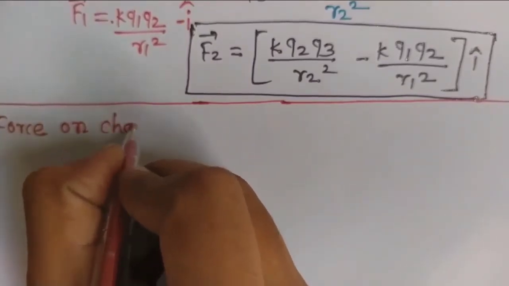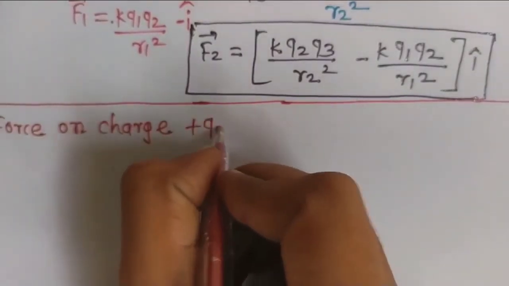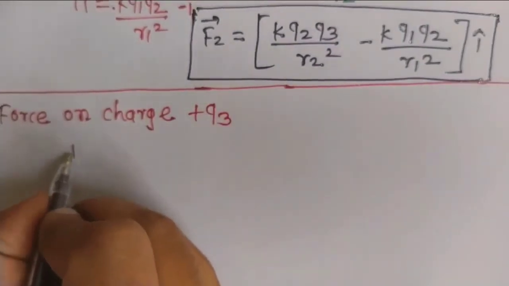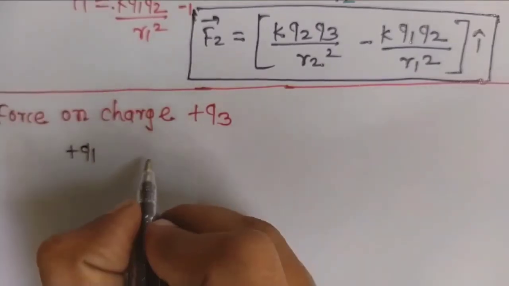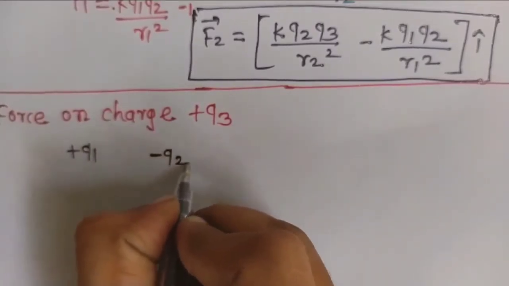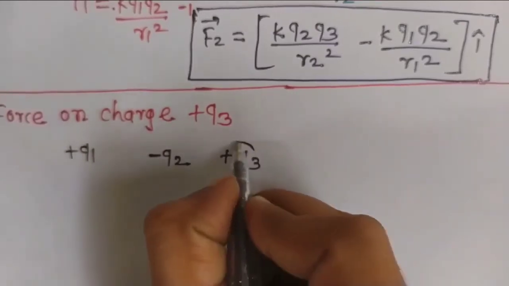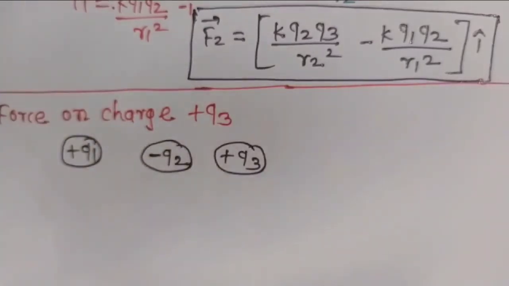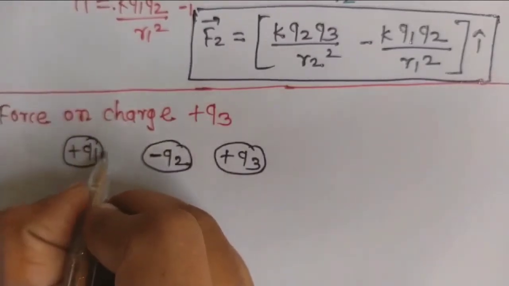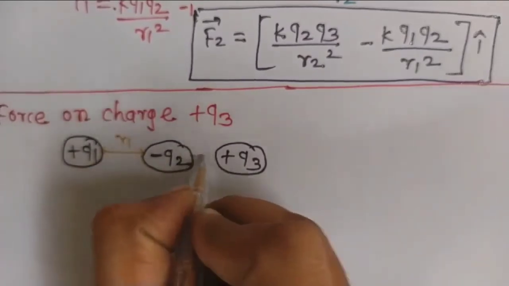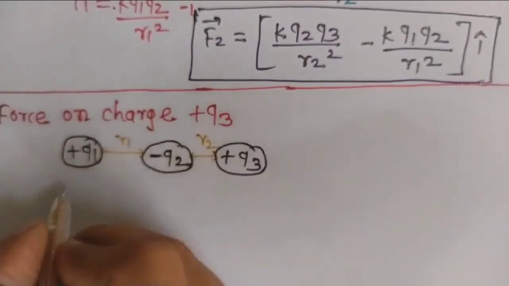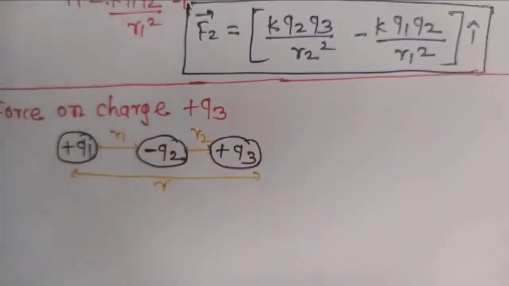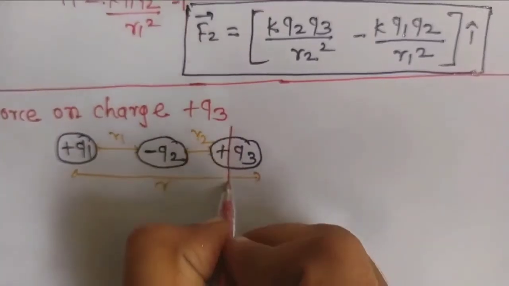Force on charge plus Q3 due to the charge plus Q1 and minus Q2. So we have three charges, plus Q1, minus Q2 and plus Q3. The distance between plus Q1 and minus Q2 is R1. The distance between minus Q2 and plus Q3 is R2. And the distance between plus Q1 and plus Q3 is R.